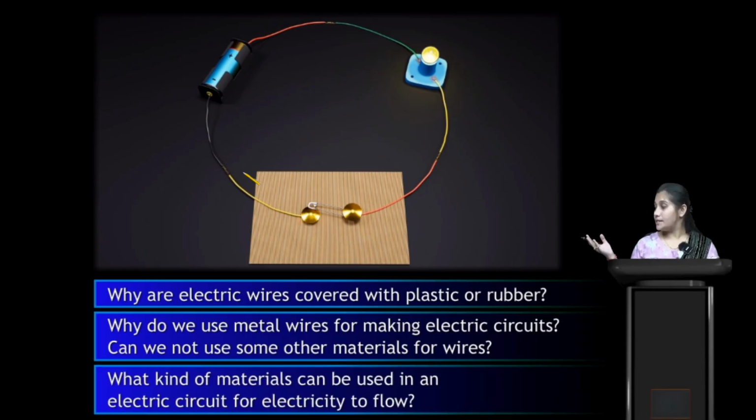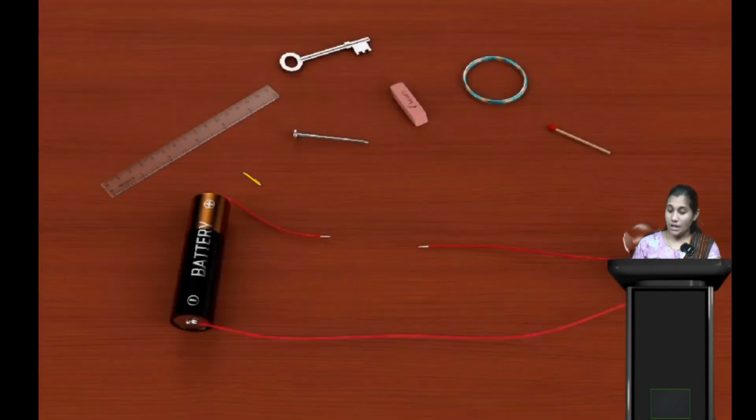Now what kind of materials can be used in an electric circuit for electricity to flow? What kind of materials can we use in an electric circuit so that the electricity can pass easily? Okay, so these are the three questions.